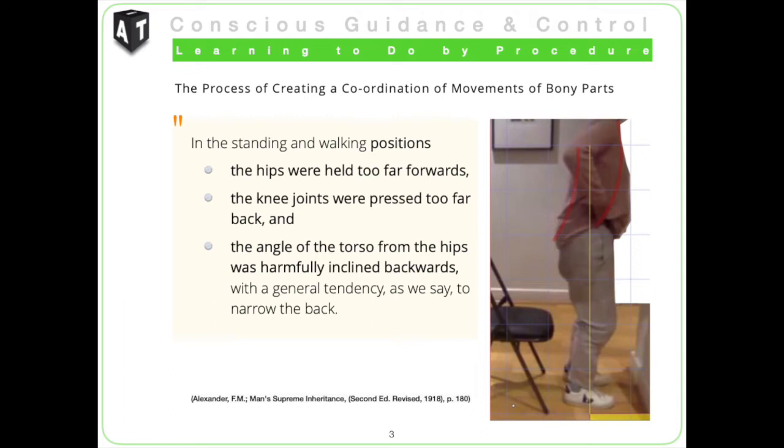And so what we see is the result of a series of movements. And so the result is that the hips were held too far forward, the knees were pressed too far back, and then the angle of the torso from the hips was harmfully inclined backwards, with a general tendency, as we say, to narrow the back. I want to explain the last sentence because I think that sentence, despite the fact that it doesn't seem to correspond, because we see that the person is still inclined forward with the torso, I think it corresponds, especially if you look at the upper torso.